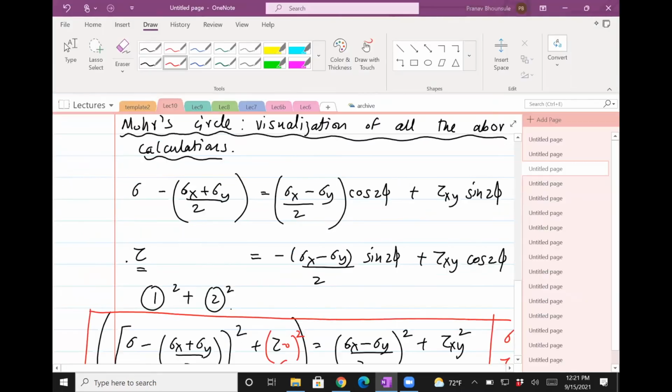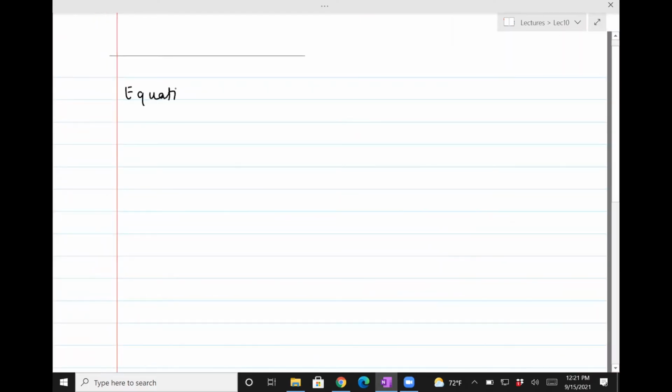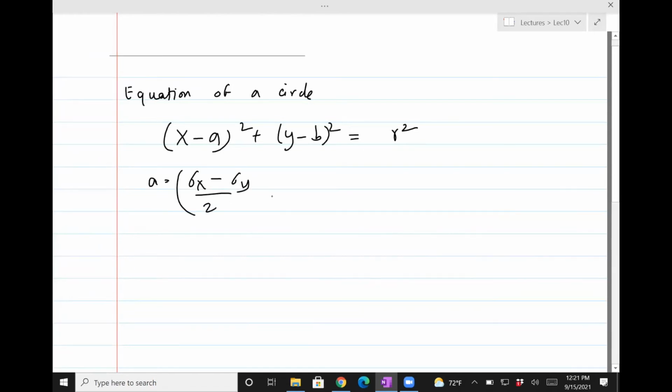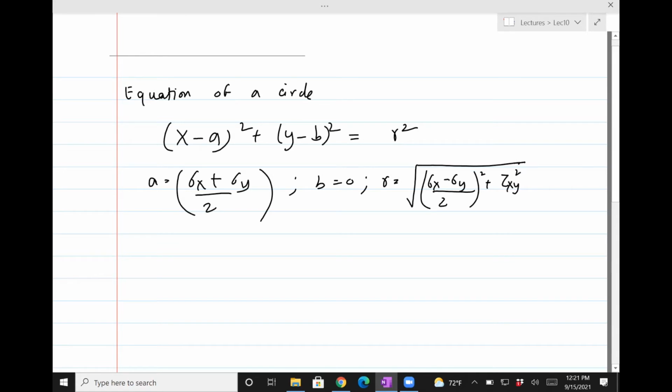In other words, the equation of a circle is something like this: (x minus a) squared plus (y minus b) squared equals r squared, where a here, if you check back, is (sigma x plus sigma y) divided by 2. b is 0. r is the square root of ((sigma x minus sigma y) divided by 2) squared plus tau x y squared. And of course, x is our sigma and y is our tau.